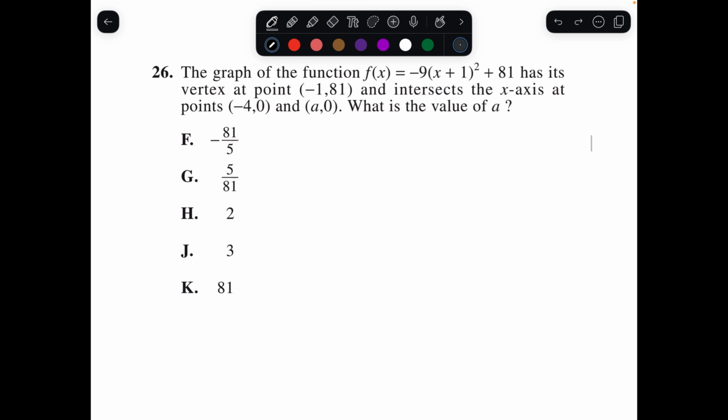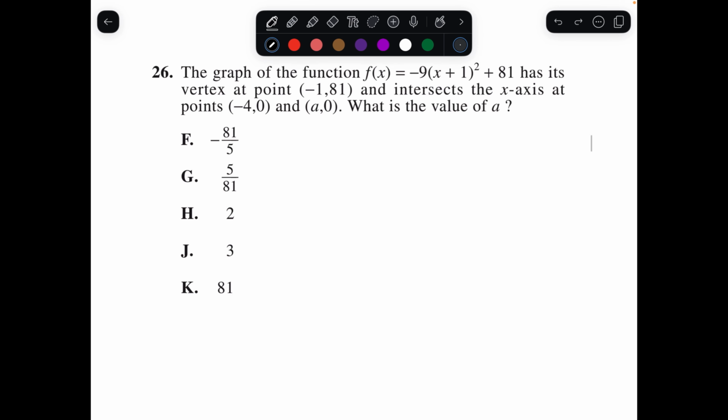Question 26 says, the graph of function f of x equals negative 9 parentheses x plus 1 squared plus 81 has its vertex at point negative 1 comma 81 and intersects the x-axis at points negative 4 comma 0 and a comma 0. It asks us for what is the value of a. So in other words, this is basically asking us what are the zeros of this function, right?